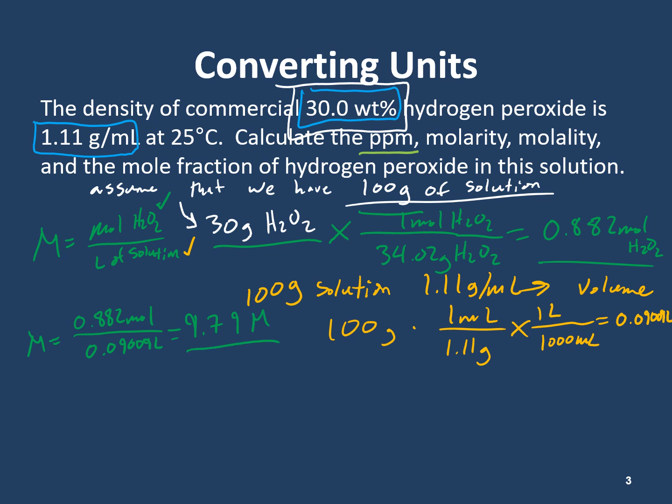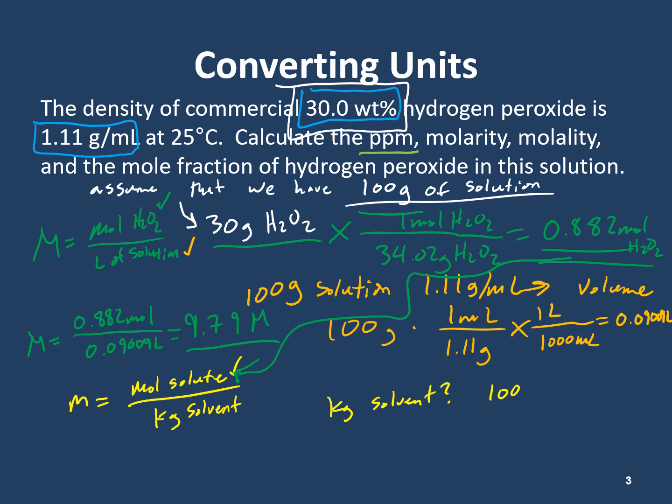Now, if I wanted to do this for a different unit, such as molality, lowercase m, it's moles of solute over kilograms of solvent. We already have the moles of solute. We did that here. We still calculate it. We're not changing that number just because we're going to different units. I need the kilograms of solvent.